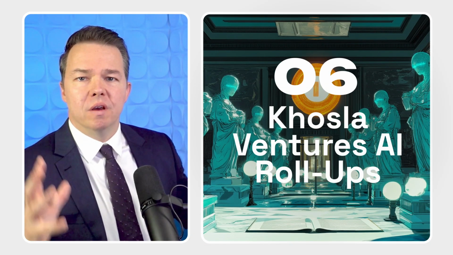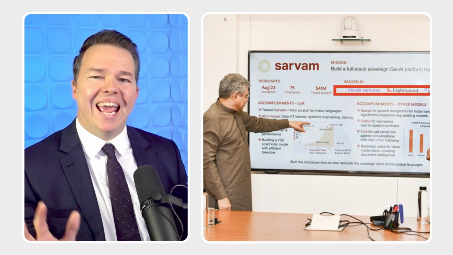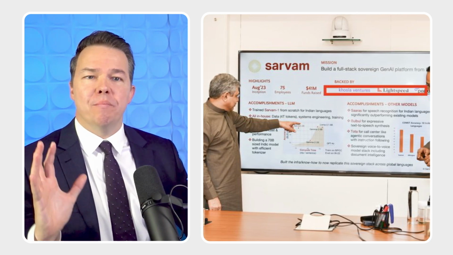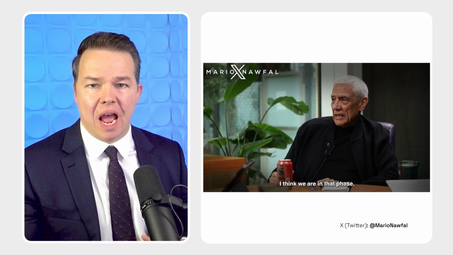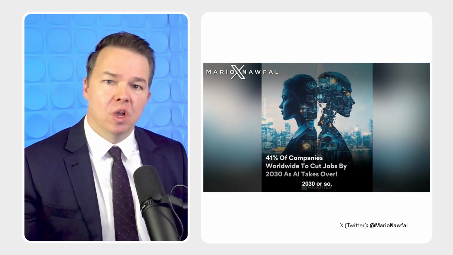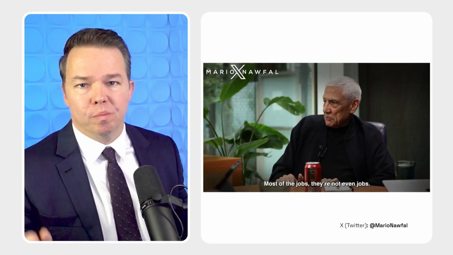There's a new trend of big venture capital firms undertaking what's called AI roll-ups. That is to say, they buy mature companies and boost them with AI to drive efficiency and growth. So the strategy here is to blend venture capital with AI innovation to unlock new value in mature businesses.